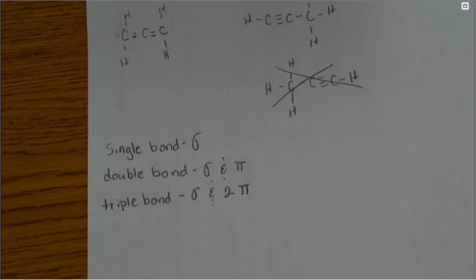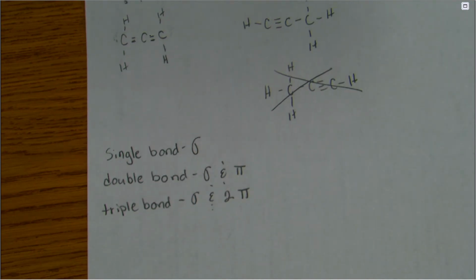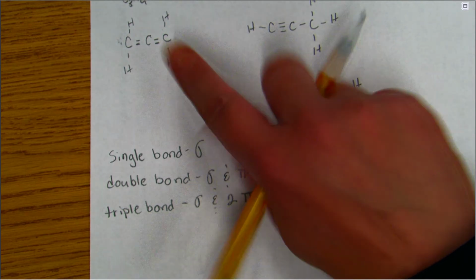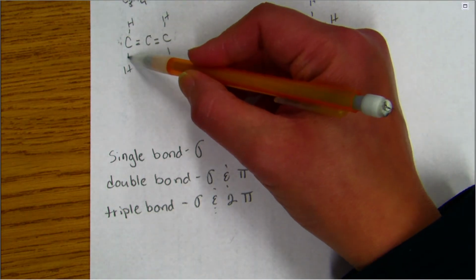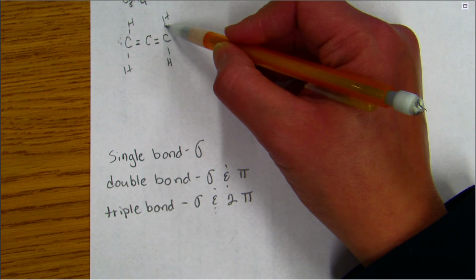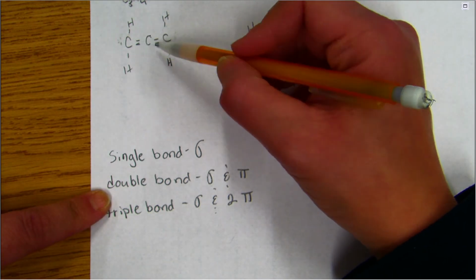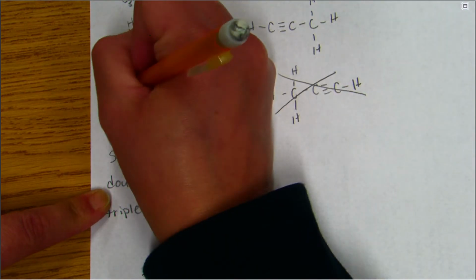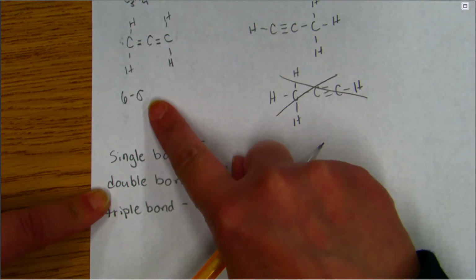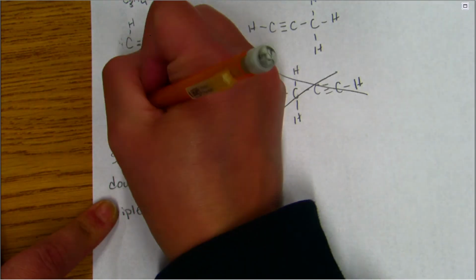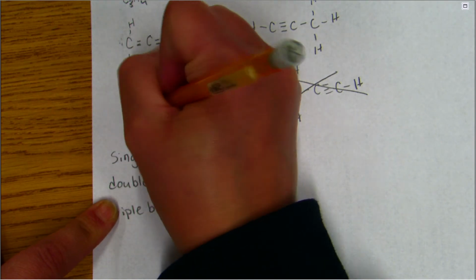So let's come back up here. How many sigma bonds do I have? Let's count all of the single bonds. 1, 2, 3, 4. Plus, each double has a sigma. 5, 6. So this has 6 sigma bonds. How many pi bonds? Each double bond has one pi. There are 2 double bonds, so I have 2 total pi bonds.